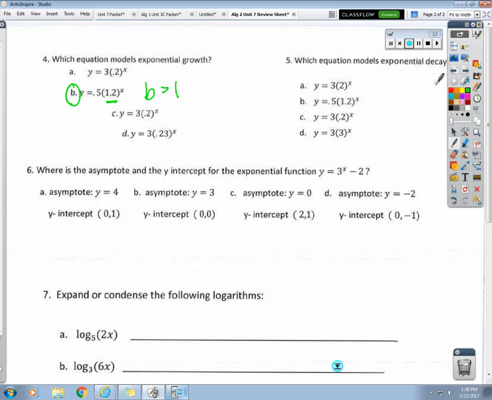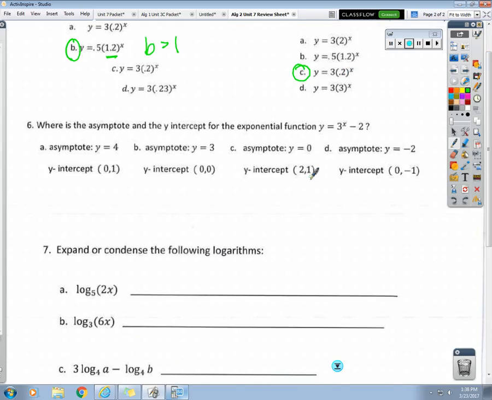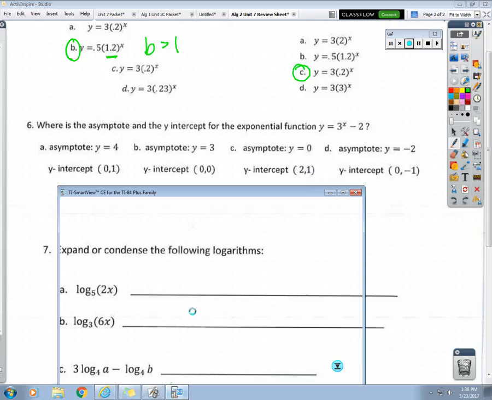All right, number 5. Which equation models exponential decay? C, because it's the only one with a B value that's less than 1. Okay, number 6. Many of you will be able to answer this without graphing it. If you can't, you just graph it.